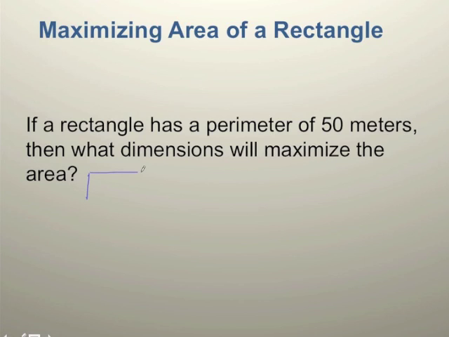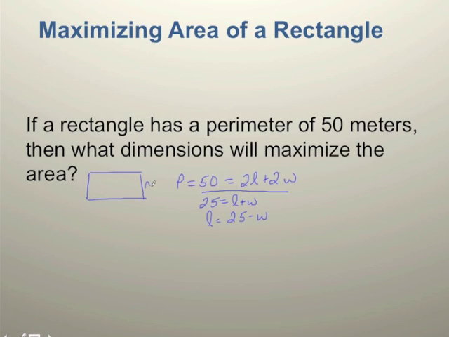So I've got this rectangle, and I know the perimeter equals 50. Now perimeter is 2 lengths plus 2 widths. I'm going to divide each side by 2. 25 would equal a length plus a width. So the length could be 25 minus the width.